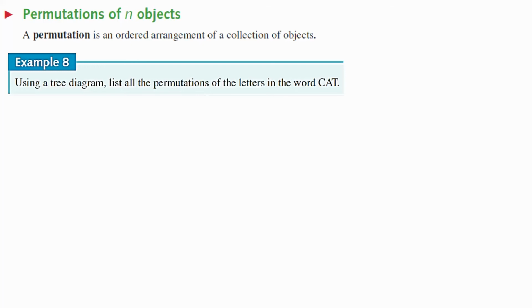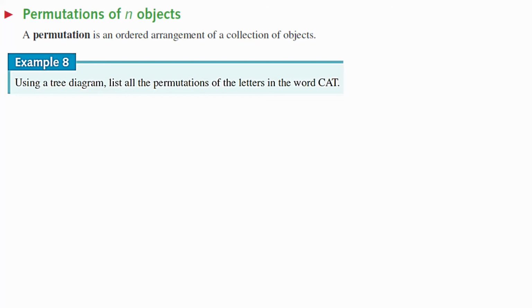A permutation is an ordered arrangement of a collection of objects. Now it's a fancy way of trying to understand what they're trying to say there. All they're really trying to say is if you have a number of objects, I want to arrange them such that the order does matter. Order meaning which one comes first and which one comes second does matter. Each arrangement is different, and it's not the same.